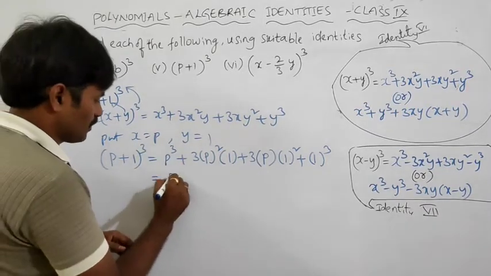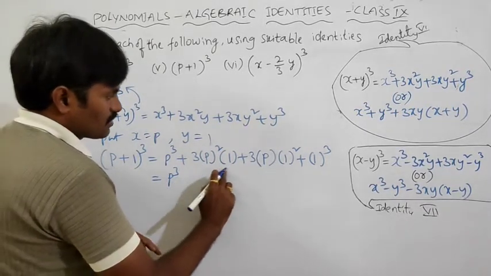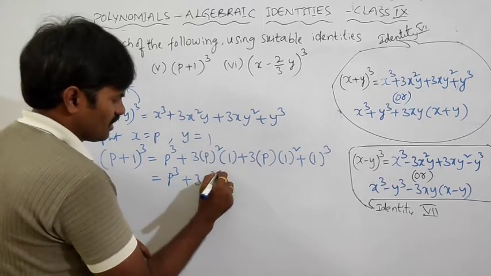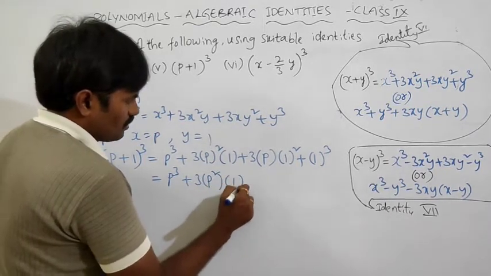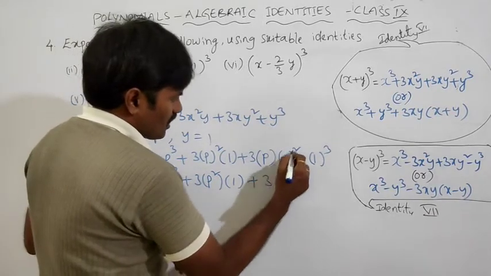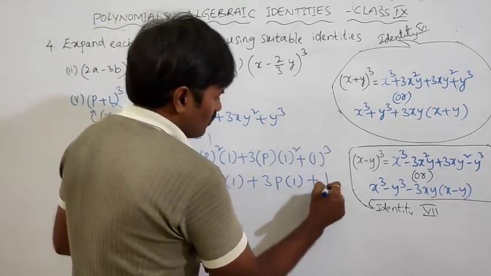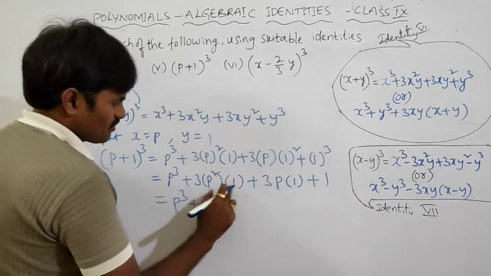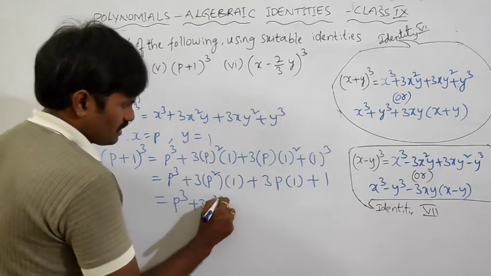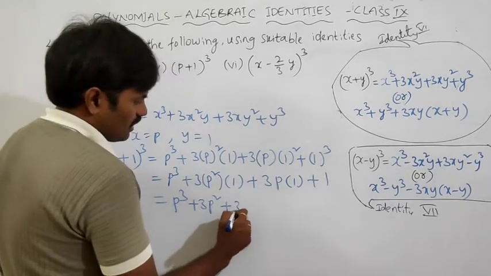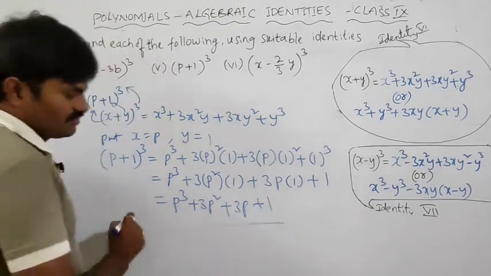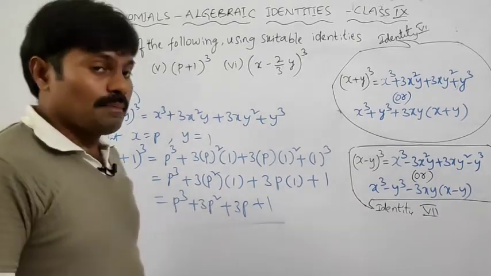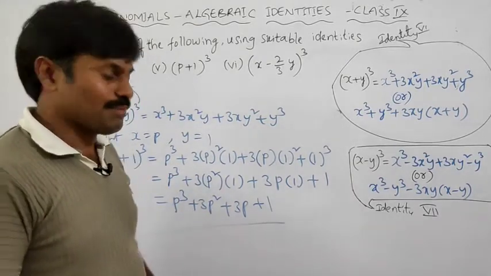Now simplification: p cube, according to the brackets, plus 3 p square, value p square, into 1, plus 3 p into 1 square, value 1, plus 1 cube, value 1. Now p cube plus 3p square into 1, 3p square, plus 3p into 1, 3p, plus 1. See, is it easy or not? The expansion of (p + 1) whole cube is p cube plus 3p square plus 3p plus 1.